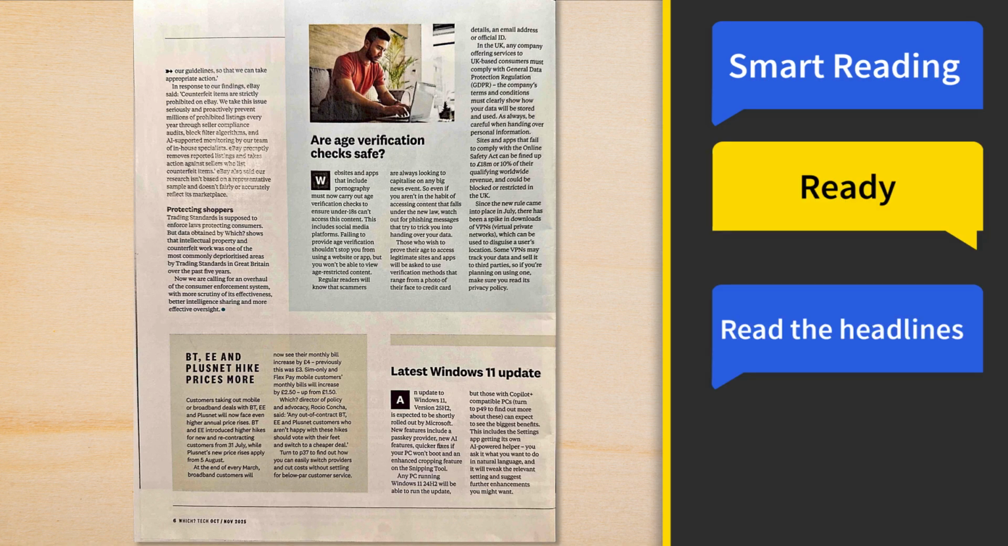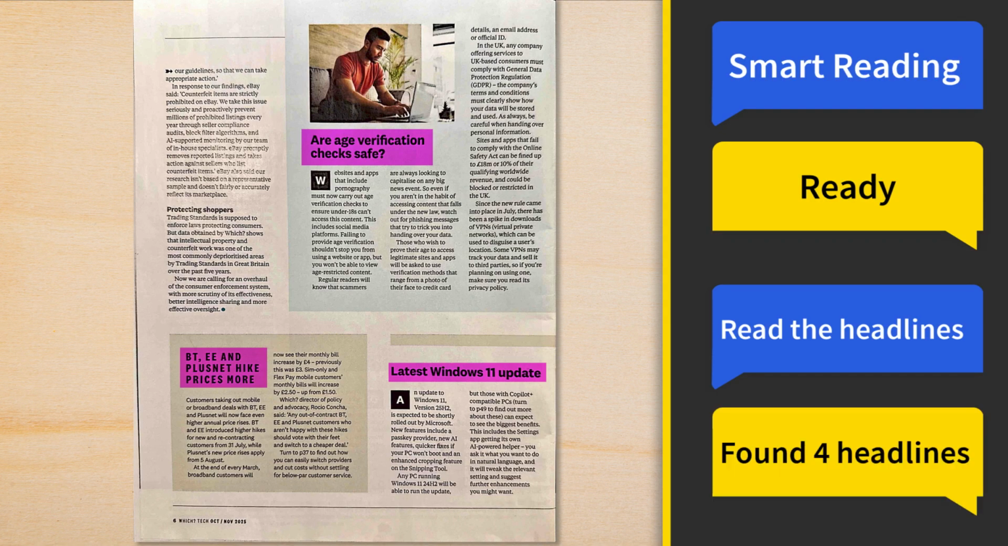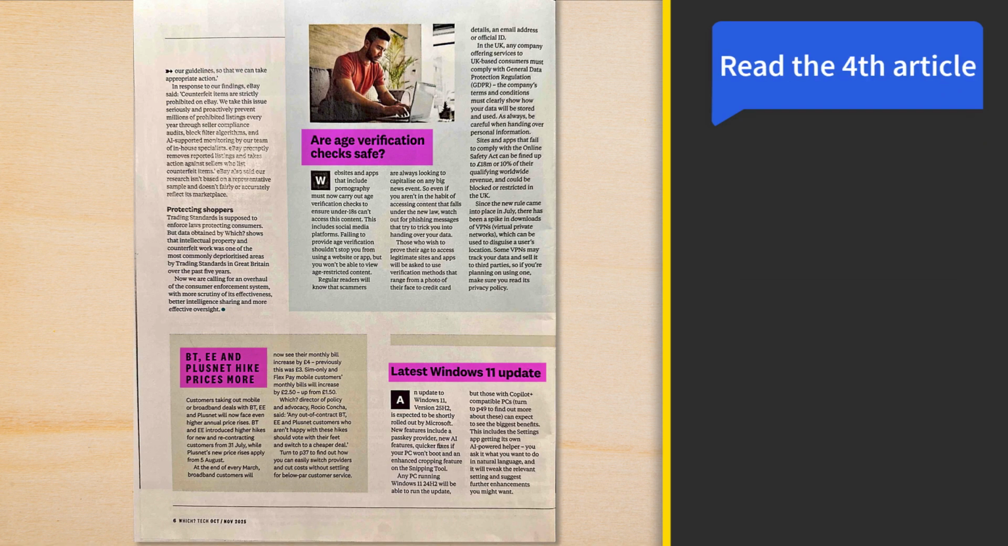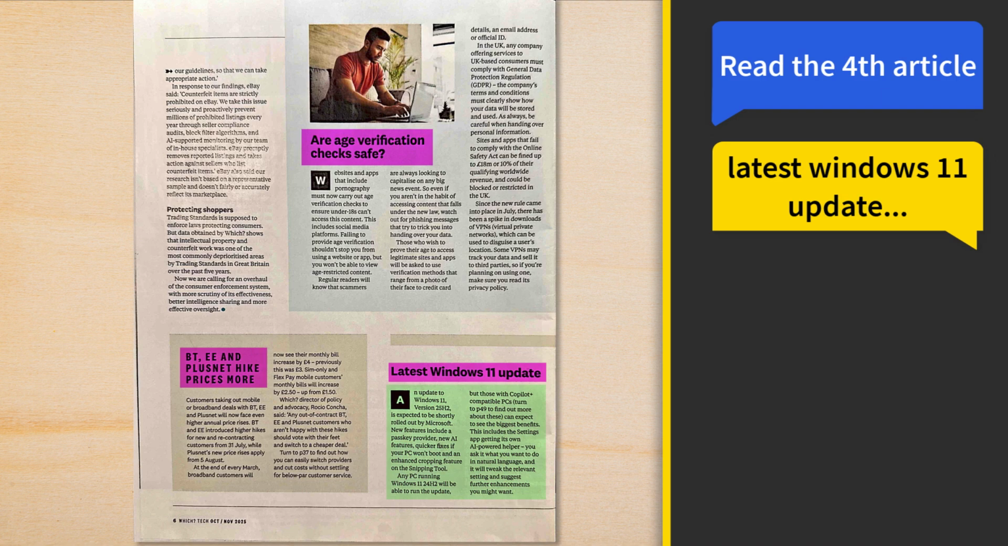Smart Reading. Ready. Read the headlines. Found 4 headlines. First result, age verification. Second result, our age verification check safe. Third result, BT, EE and PlusNet hike prices more. Fourth result, latest Windows 11 update. Read the fourth article. Latest Windows 11 update. An update to Windows 11, version 25H2, is expected to be shortly rolled out by Microsoft.